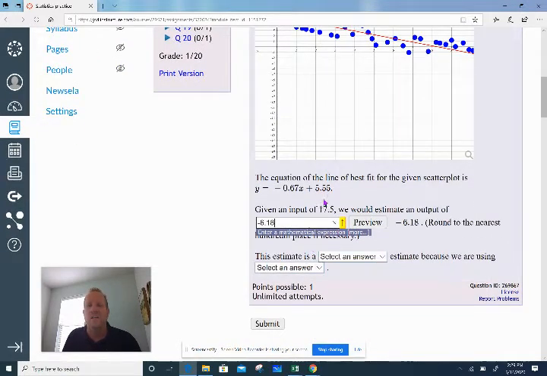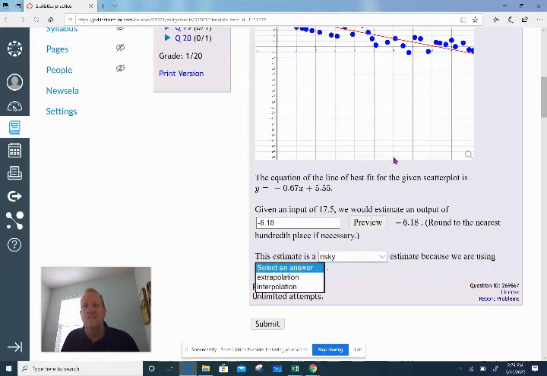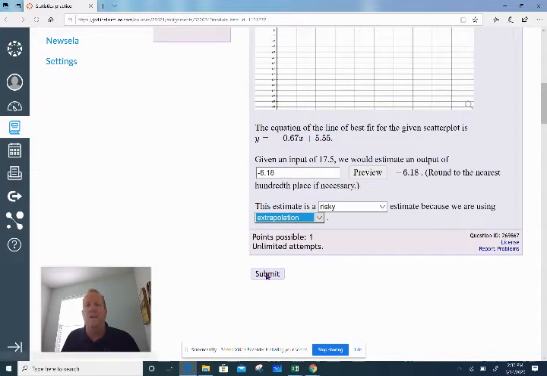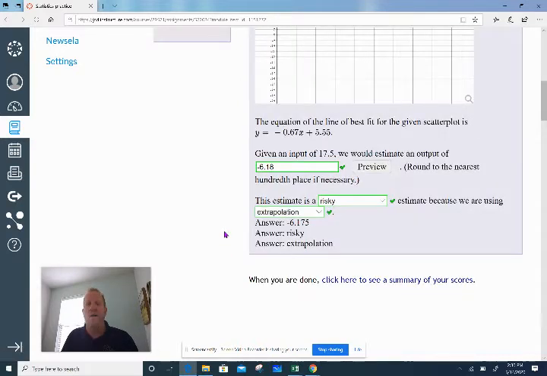The estimate is, look, 17.5. That's outside the data. So this is a risky estimate. I don't know what's going to happen outside this. There you go. Risky estimate because we are using, once again, this time that's outside the data, so it's an extrapolation. And now I'm going to go ahead and submit. They better be green. They better be green. They are. So maybe sometimes I do know what I'm talking about. Okay, good luck, guys.